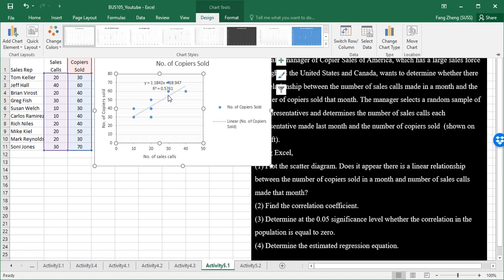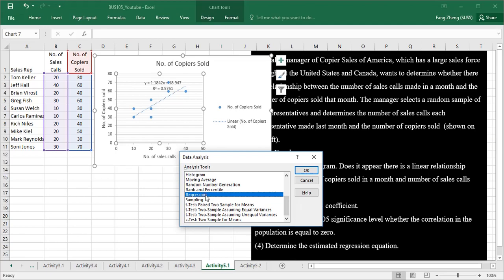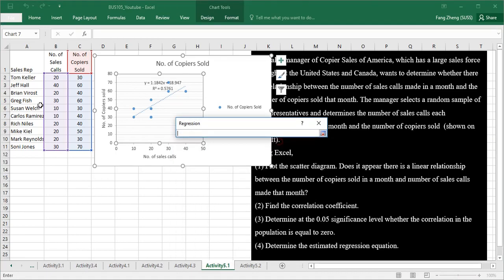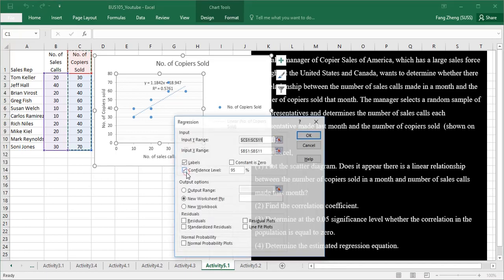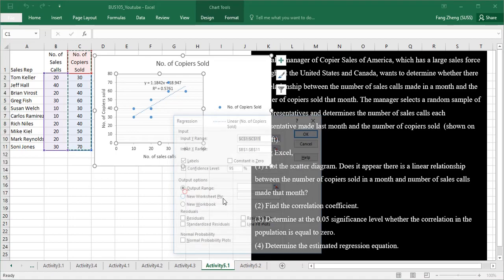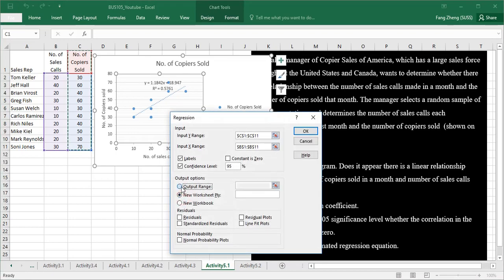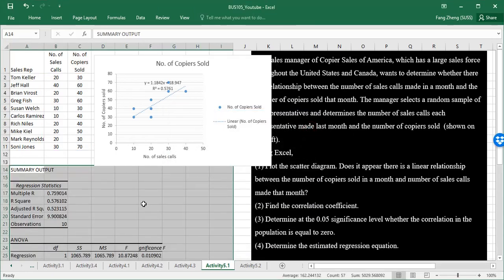Now, of course, besides this method, we can go to data analysis, and then we go to regression. Input y range, y is our dependent variable. Input x is our explanatory variable. We have labels here. For the confidence level, we want to choose 5%, so the confidence level is 95%. And then we put an output range. Let me choose somewhere here. Okay, so this gives us the regression output.